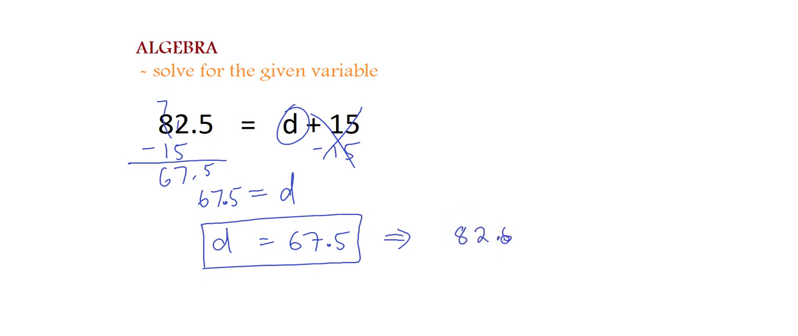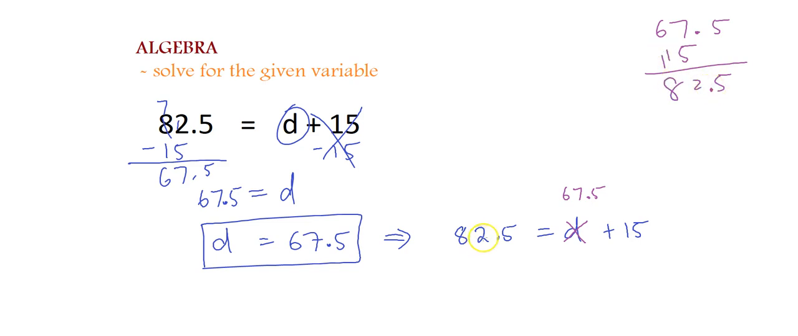Just to make sure we're correct, we check by substitution. So we have the original equation, 82.5 equals d plus 15. And to substitute, we substitute what we think the value of d is, which is 67.5. So now the equation is 82.5 equals 67.5 plus 15. So what we should do is just check the 67.5 plus 15. Does that actually equal 82.5? Well, it does. Therefore, this is correct, and therefore our working is correct.